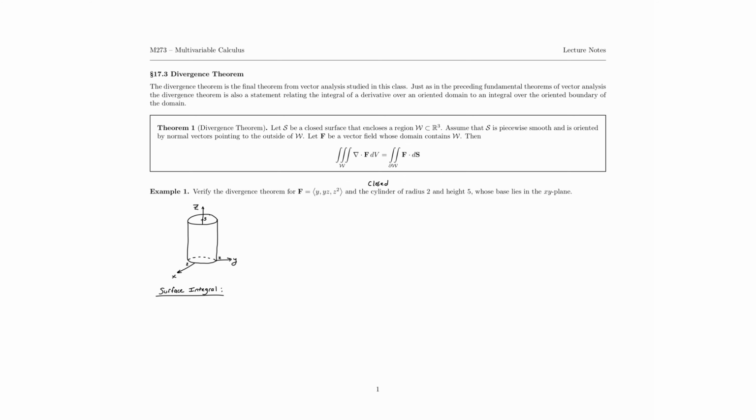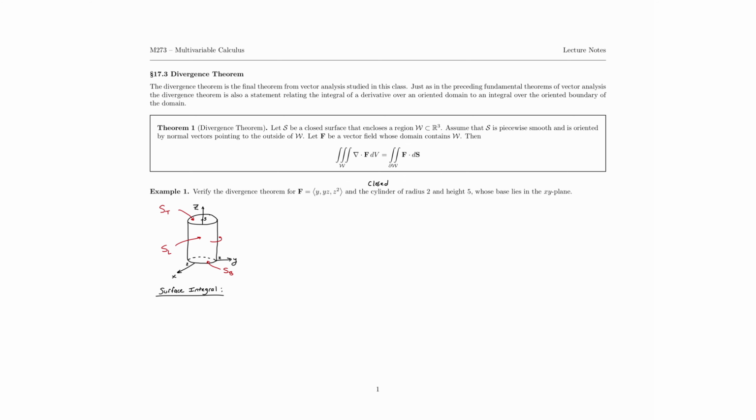Let's go ahead and label these. We have the top, so we have S_T for top. Then we have S_B for bottom. And then we have S_S for the sides. Or how about we do S_L for the lateral portion? Okay? So we have to parameterize this.